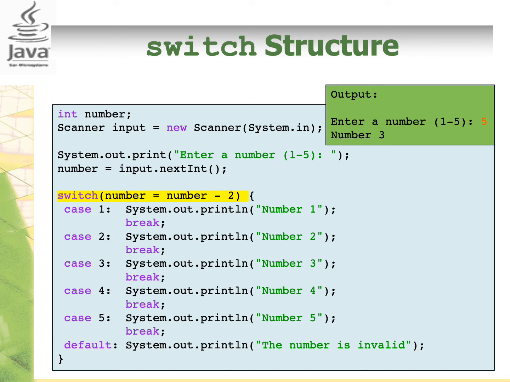We can also do it with number. For example, here we have int number. In the expression, we can do any type of calculation. For example, switch (number = number - 2). So, when the user enters 5, in the switch expression, it will do number equals 5 minus 2, so number has the value of 3. It then matches the number 3 with case 3 and executes the println and displays number 3.